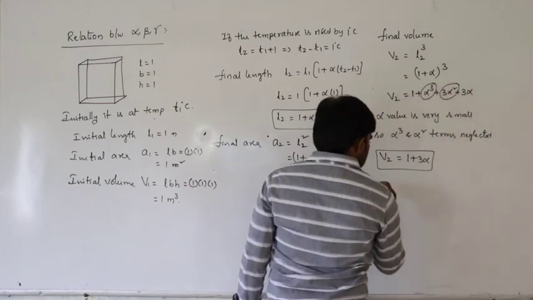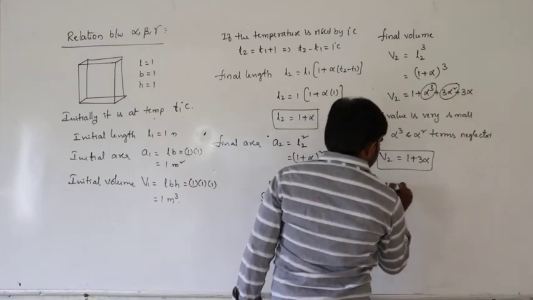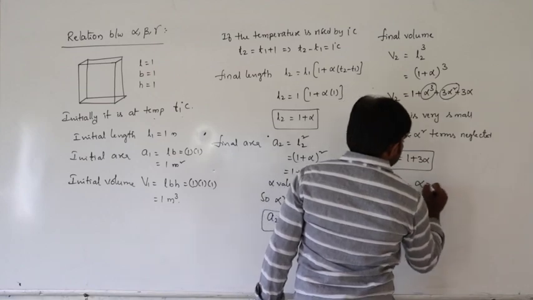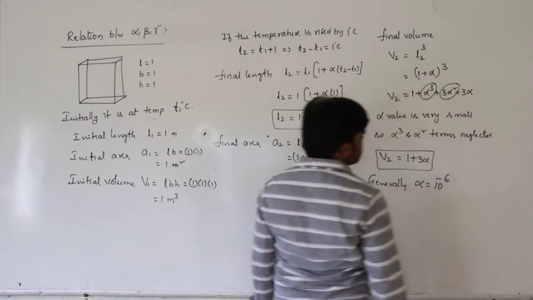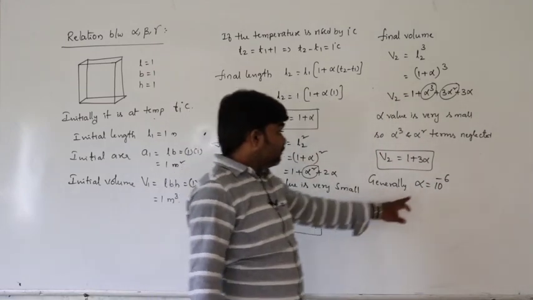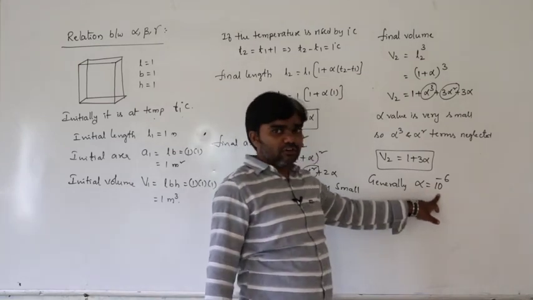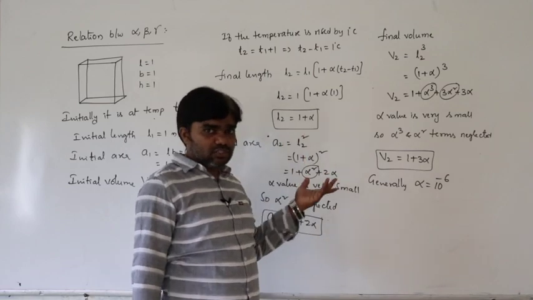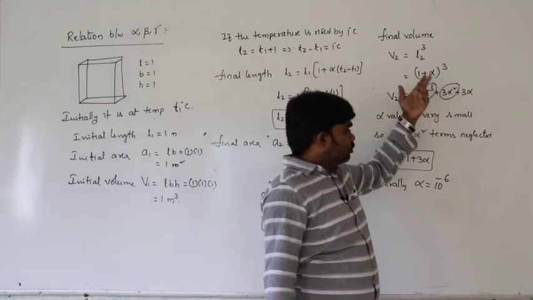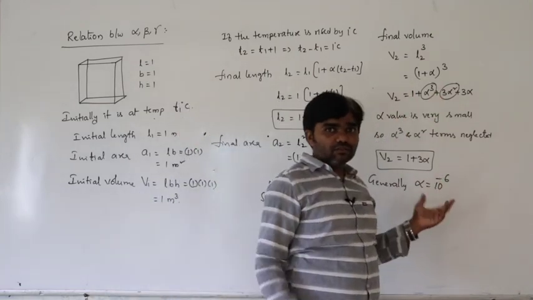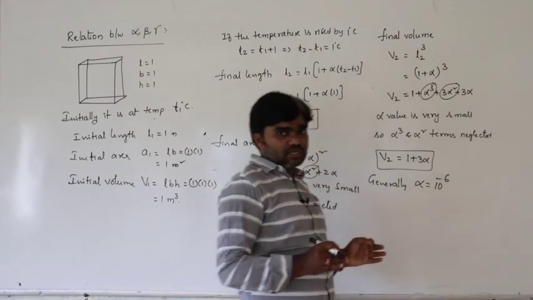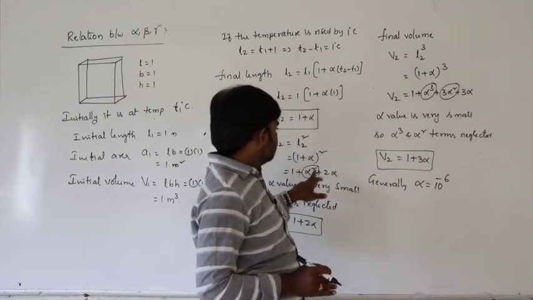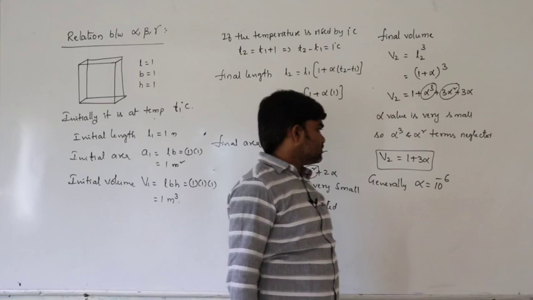Why? Because generally the alpha value is of the order of 10 to the power of minus 6 approximately. 10 power minus 6 whole square means 10 power minus 12. 10 power minus 6 whole cube is 10 power minus 18. So those values are very much less. That is why we are neglecting alpha square and alpha cube terms here.